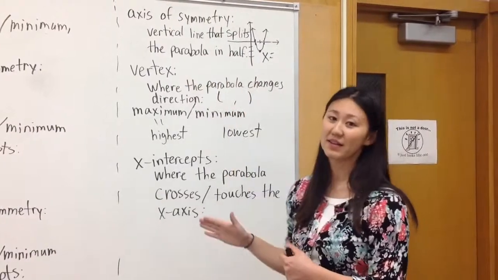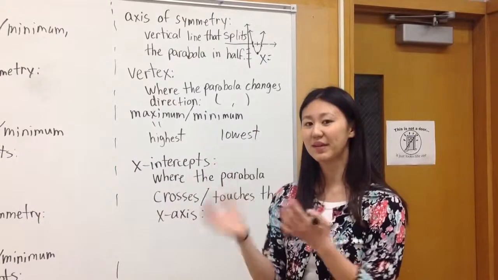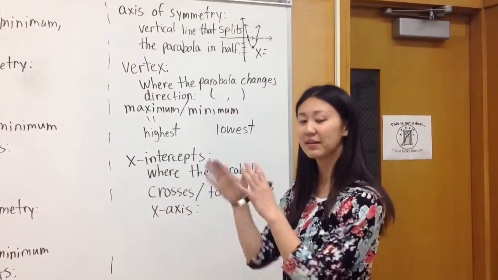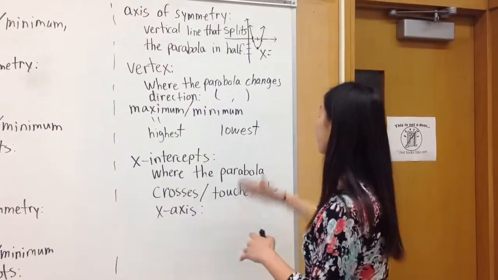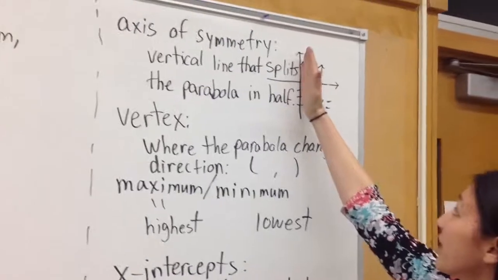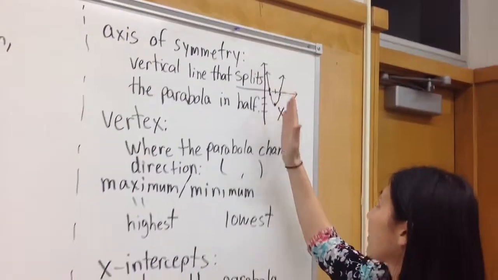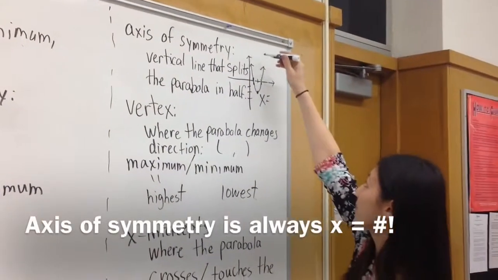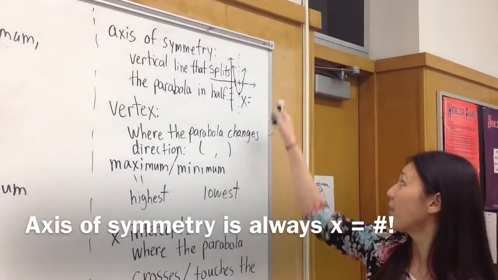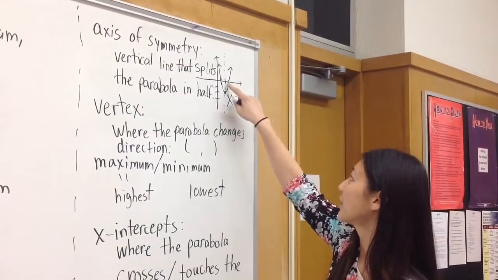Now it's a vertical line that splits the parabola in half. Think symmetry. It's the same on both sides. So we're looking for a vertical line, right, up and down, that makes it the same on both sides. So it's not going to be here, because it's not the same on both sides. It's not going to be over here. It's not going to be like this, because that's not a vertical line. It's right here, because that would mean it's the same on both sides. So I'm going to just draw a little dashed line there. It's always going to be x equals, and it's the number that it crosses at. So it's x equals 2.